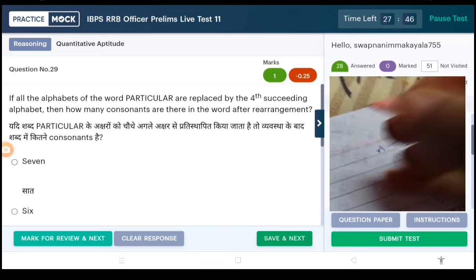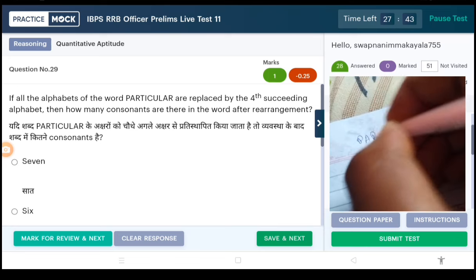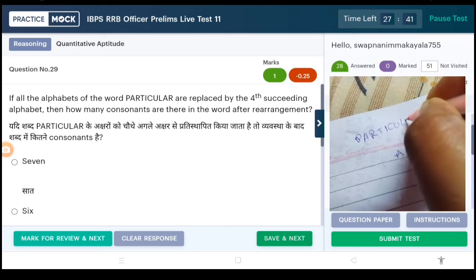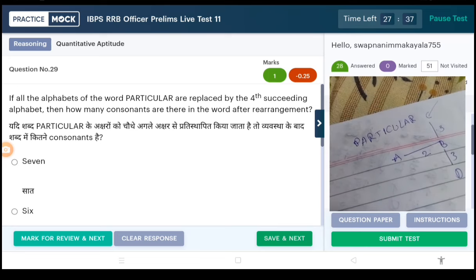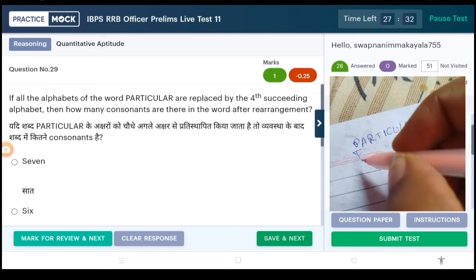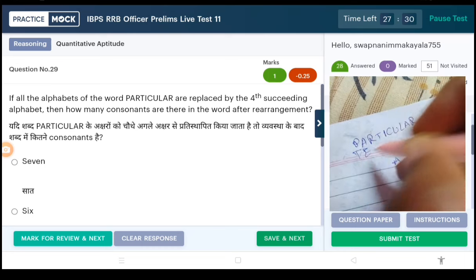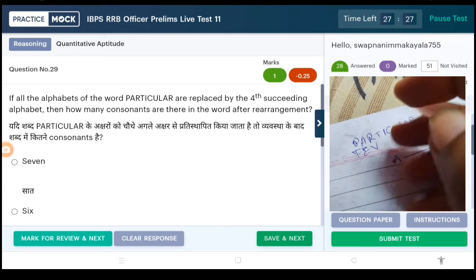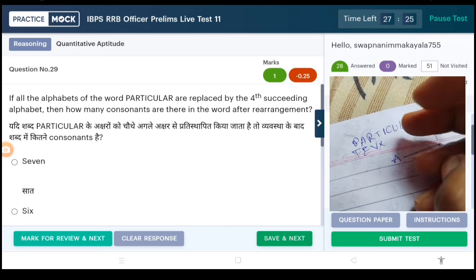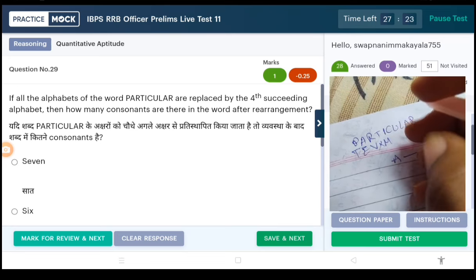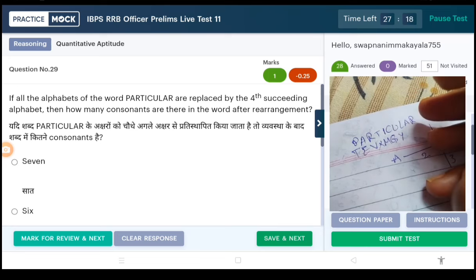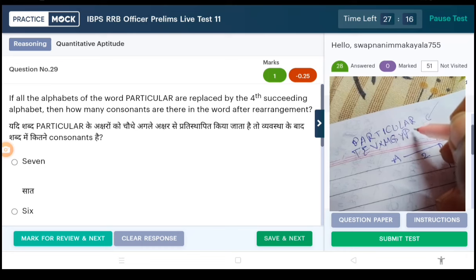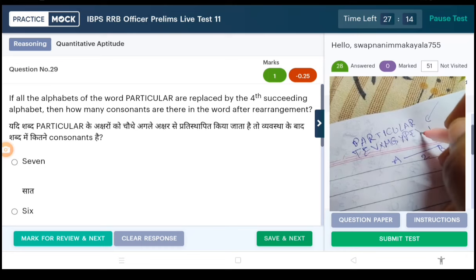if the alphabet particular fourth succeeding A, B, C, D, E, or S, T, U, V, U, V, W, X, J, K, L, M, D, E, F, G, V, W, X, Y, M, N, O, P, A, S, E, or A, S, V.